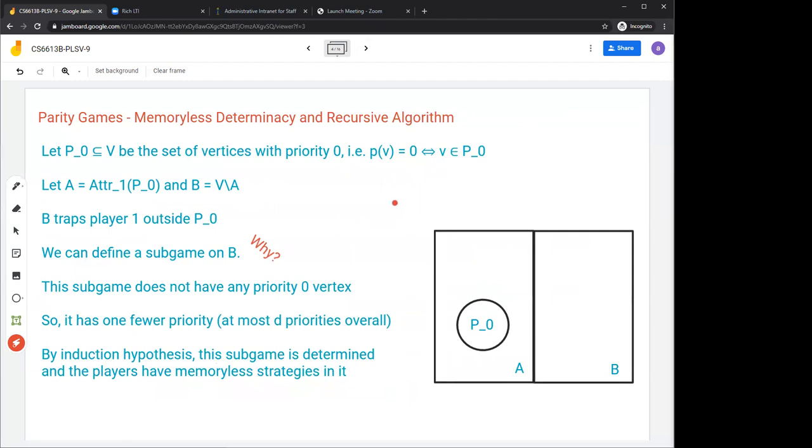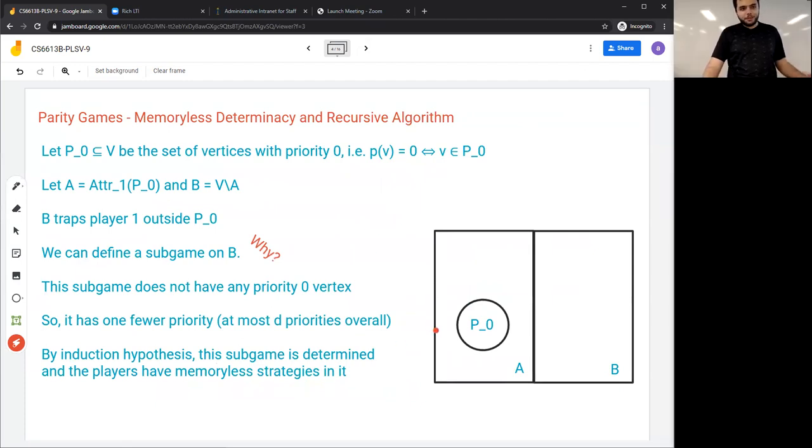Okay. So here's where I'm going to actually give you the algorithm at the same time that I prove memoryless determinacy. So let's say that I have a set P0, and these are all vertices of priority zero in my game. So I define P0 as all those vertices whose value of P is zero. Okay. And just like the previous cases, like the case of reachability and Büchi, I compute the attractor for player one of P0, and I call it A. So this set A here is basically the set of all vertices from where player one can force the game to visit P0, okay? And then just like the previous case, I get its complement and I call that B.